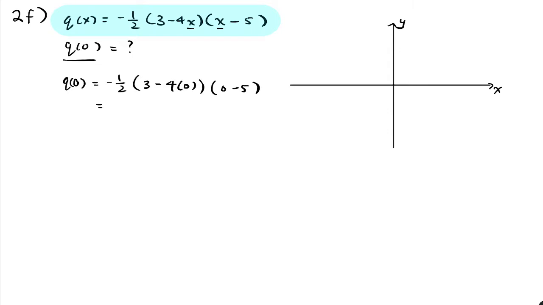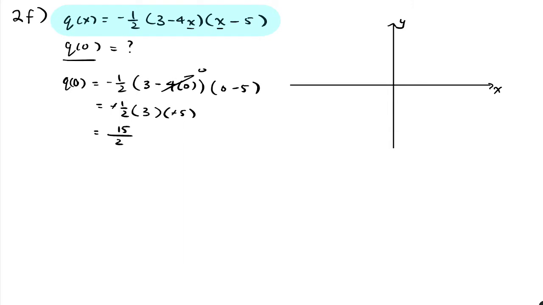So if we simplify this a little bit, we know that it's minus 1/2 times 3, because this becomes 0. And we also have 0 minus 5, which is just minus 5. So these negatives will cancel out, and we'll be left with 5 times 3, which is 15, over 2.